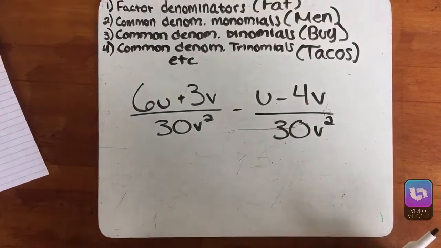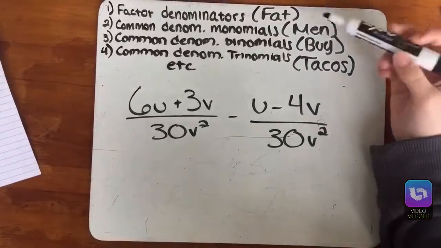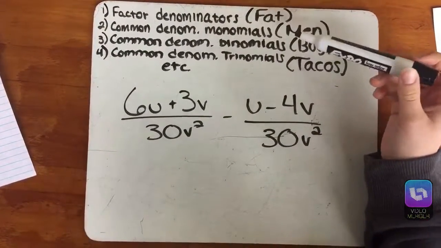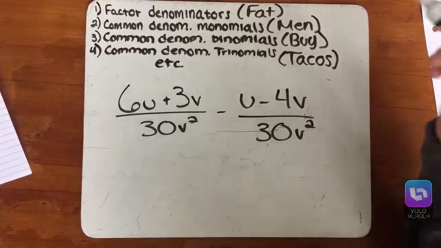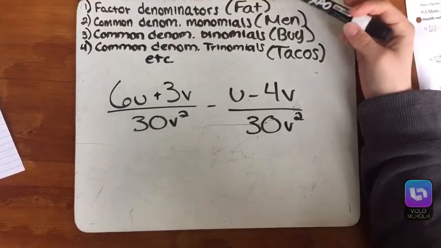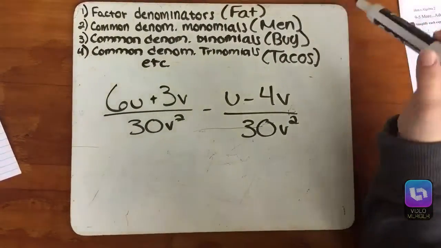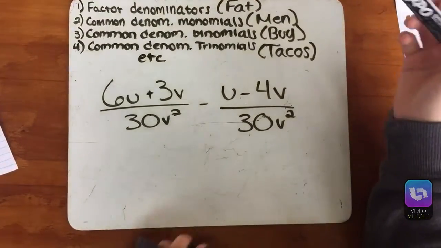These are the steps to solve rational expressions when the denominators are not the same. First, you factor the denominators. Then you find common denominators for the monomials, for the binomials, and then the trinomials, and you continue on as it gets bigger. We made an acronym for this: FAT, F for factor, MEN, M for monomials, B for binomials, and T for trinomials, for fat men buy tacos.